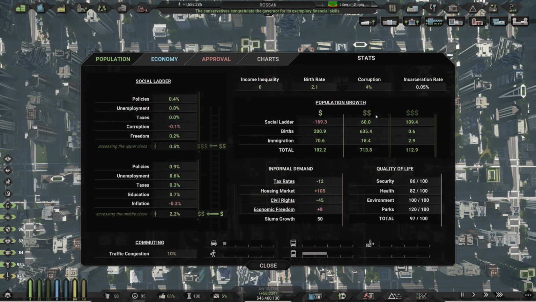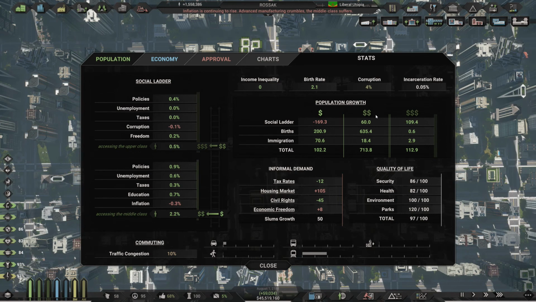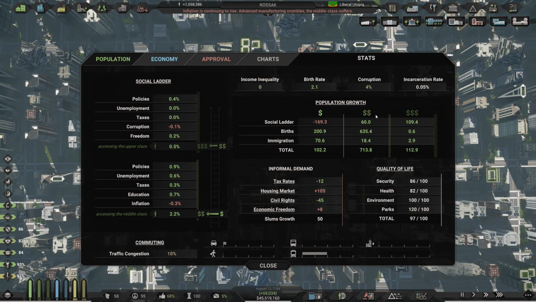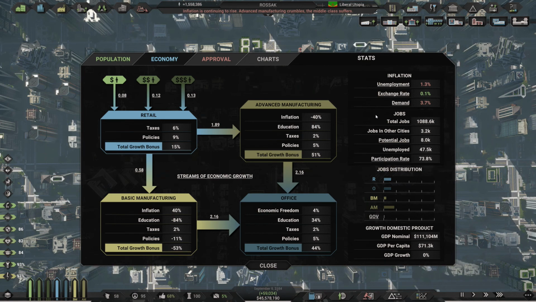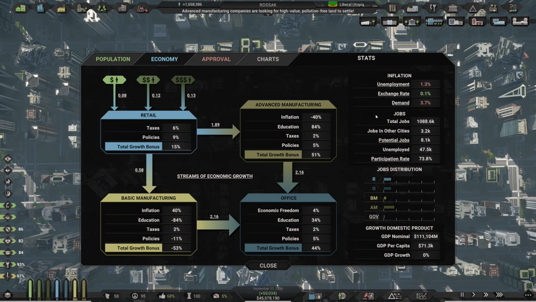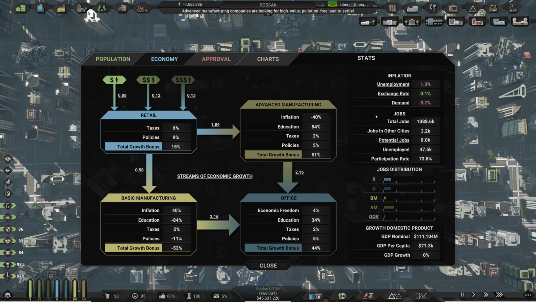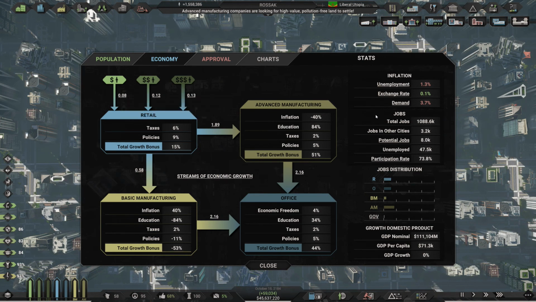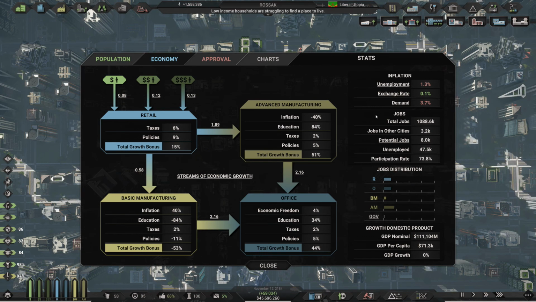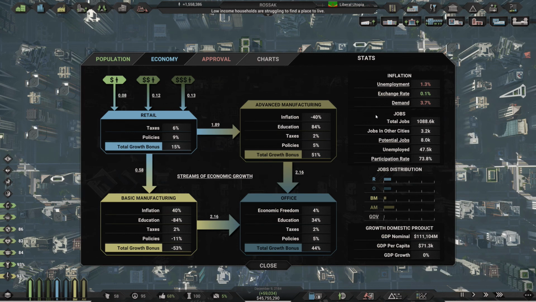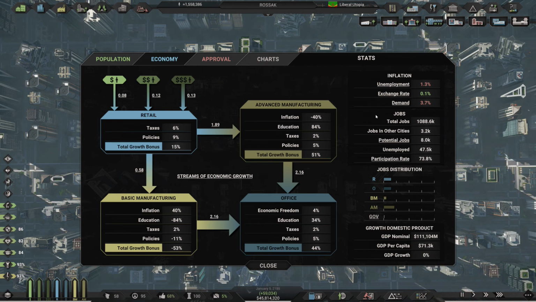So let's take a look at some more statistics. This is the population. Okay. And here's the economy. Now, here's something that's really cool. Residential at the top left here feeds into the retail, okay? Retail feeds into basic manufacturing and also advanced manufacturing. Basic manufacturing and advanced manufacturing lead to office growth, okay?